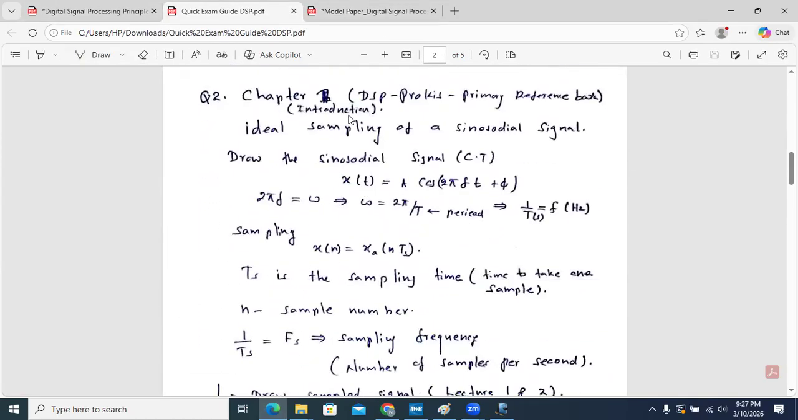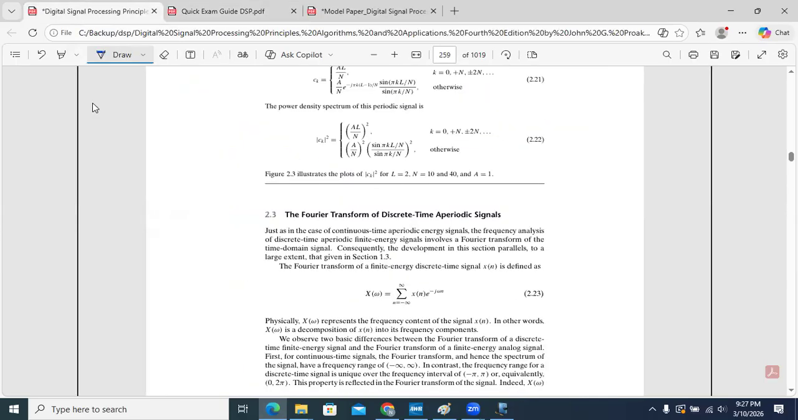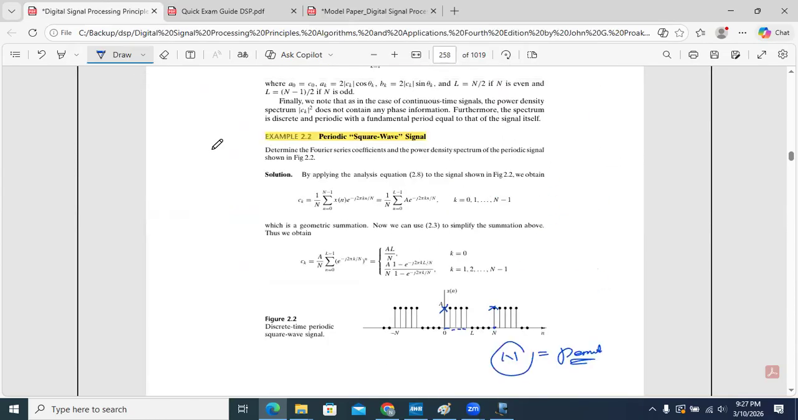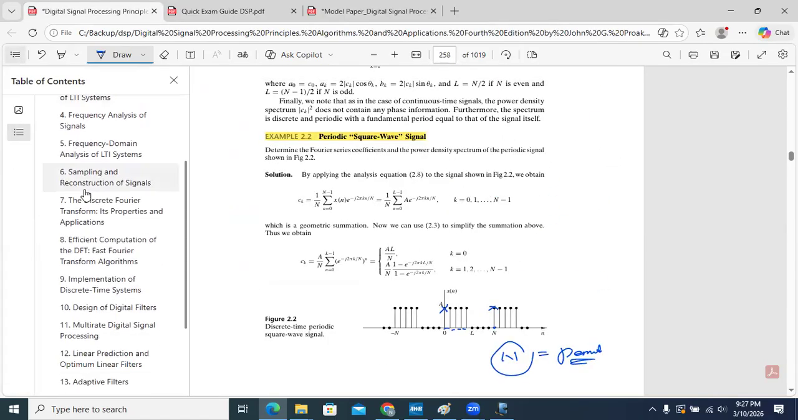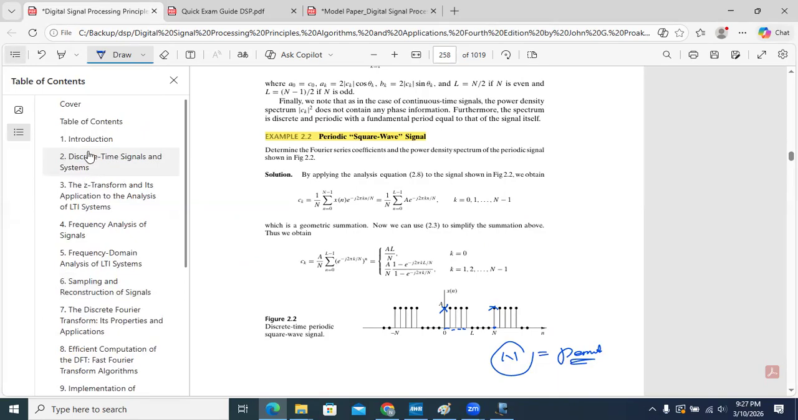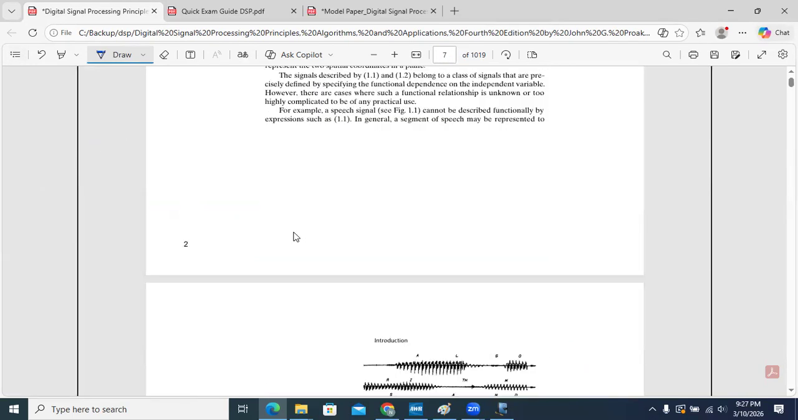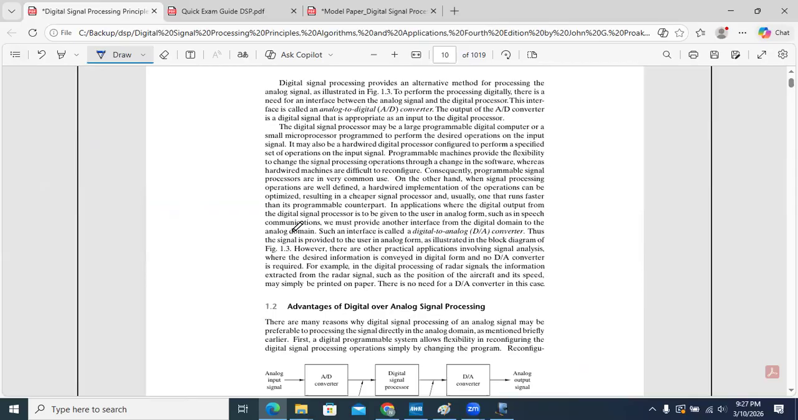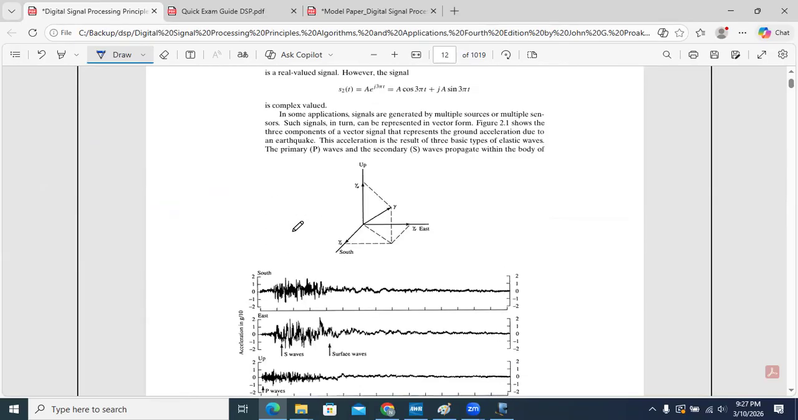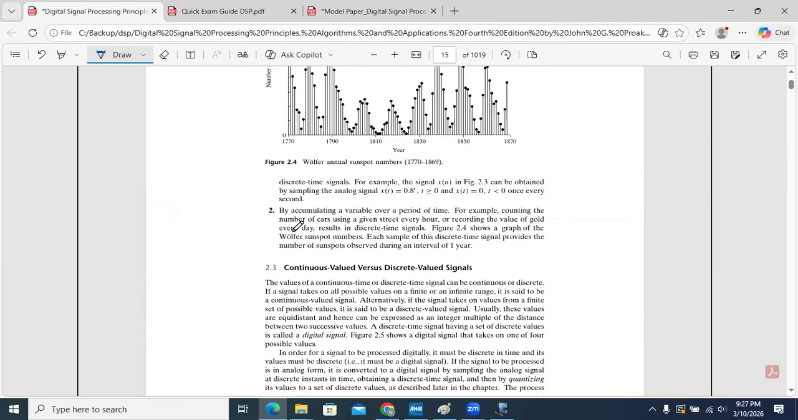For this one, just see the introduction part, the first chapter. That is enough. There is another chapter, sampling and reconstruction, but we are not covering the reconstruction part, and the frequency domain analysis is not here. So you can refer only to the introduction part, where there is some basic stuff related to sampling.